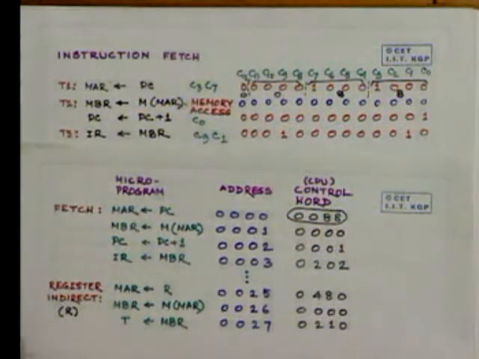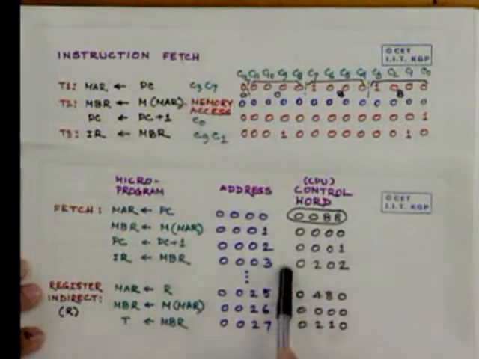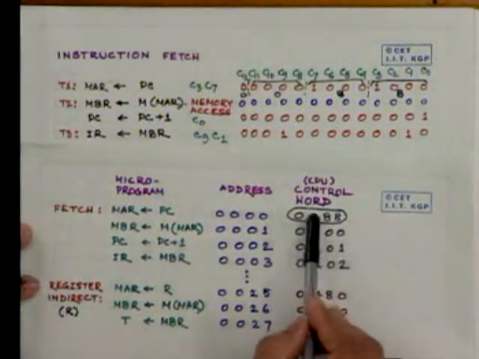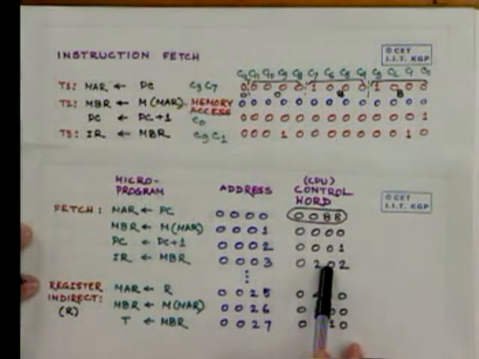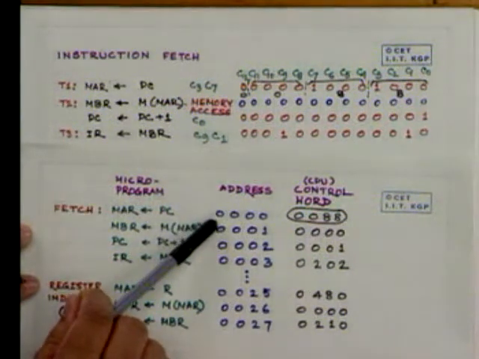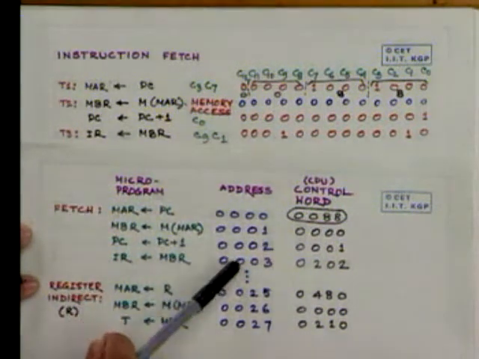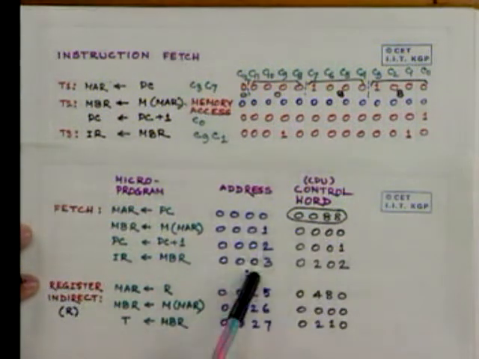Now, this way, if we arrange the program for the fetch, keep the program for the fetch in a memory we call the control memory, in different memory locations, say starting from 0 to 1, 2, and 3, then memory location 0 contains this, memory location 1 contains this, and so on.